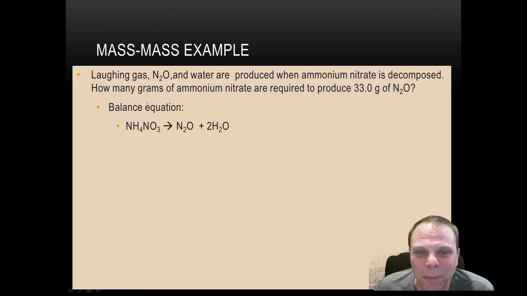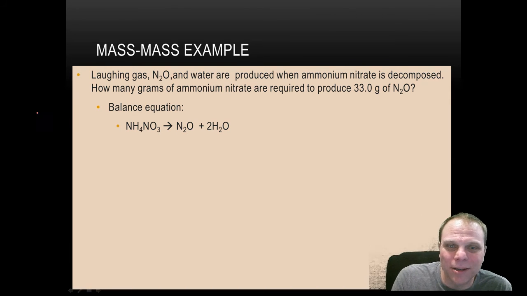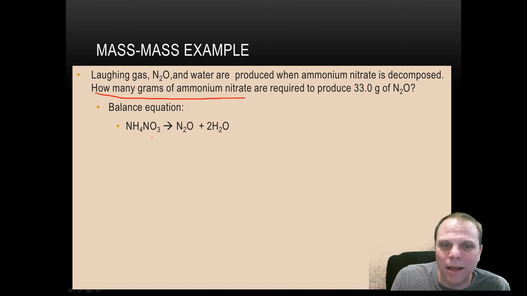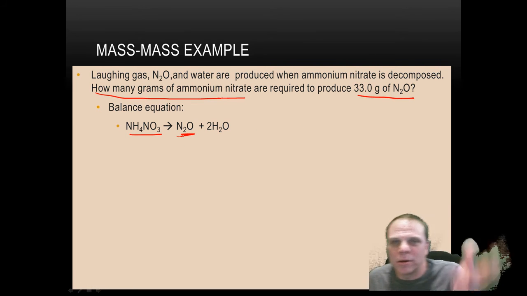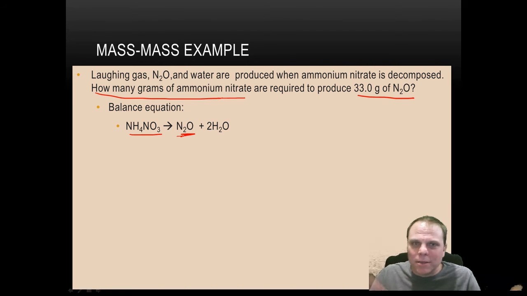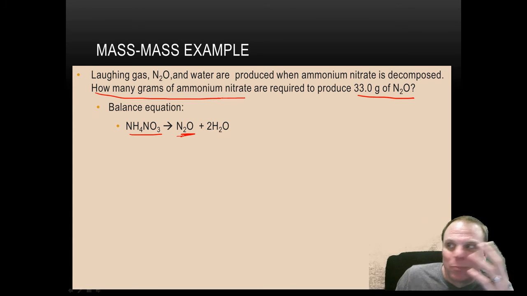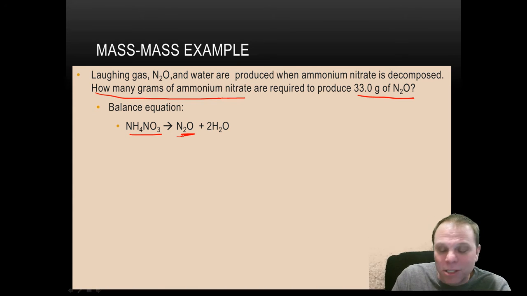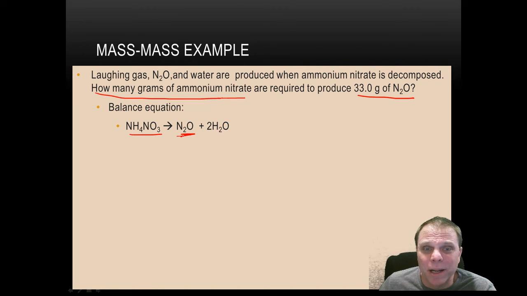Anyway, sorry, distractor. So we're trying to figure out the grams, right? Here's our unknown: how many grams of ammonium nitrate. We want to know the grams of that one to produce 33 grams of N2O. Maybe your science teacher says, I need 33 grams of N2O, and if you don't have it, we can't do this other experiment. So go produce it. Here's your reaction. You've got to balance the reaction, and then figure out how many grams you have to start with.